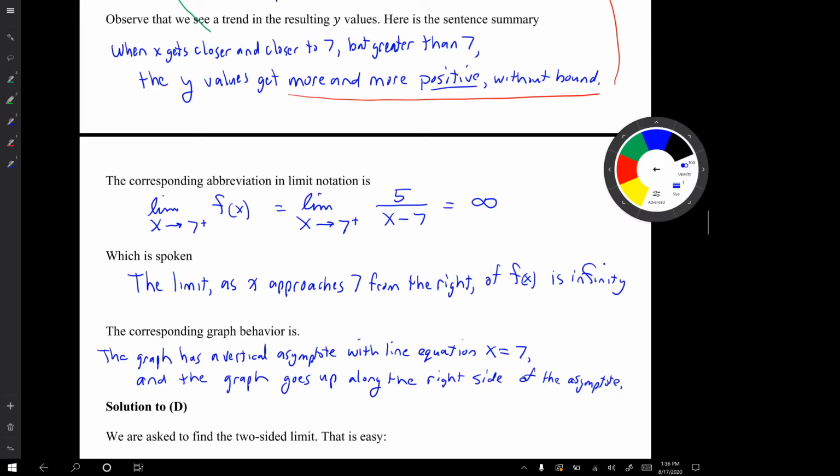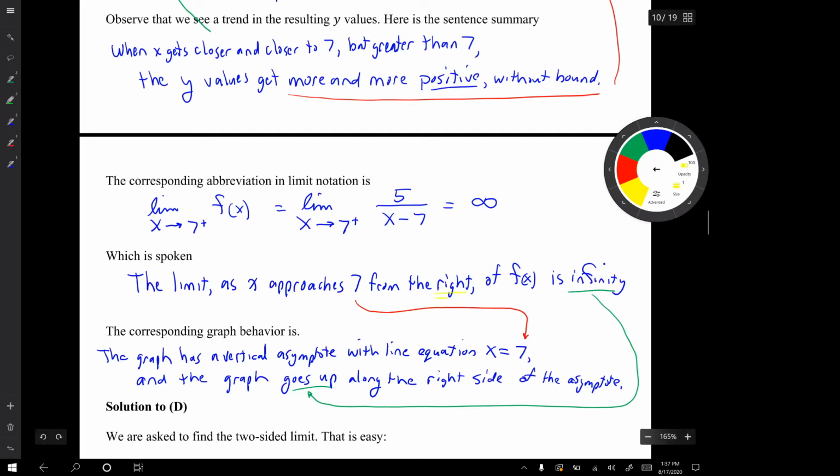And again, let's remember how we knew how to construct this sentence. This number 7 that x is approaching shows up in the sentence there. The fact that the graph goes up comes from the fact that the limit is infinity, so that tells us that the graph goes up. And finally, the idea that we're talking about the behavior on the right side of the asymptote came from this: x is approaching 7 from the right, so that's how we knew to put that word right in that spot.